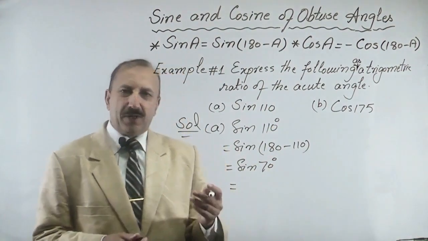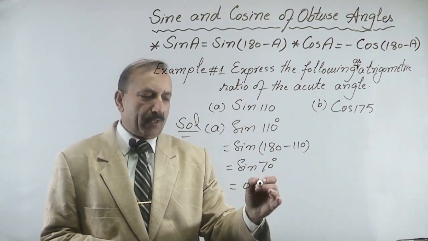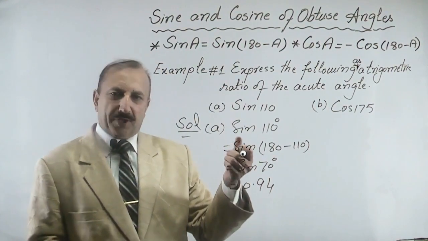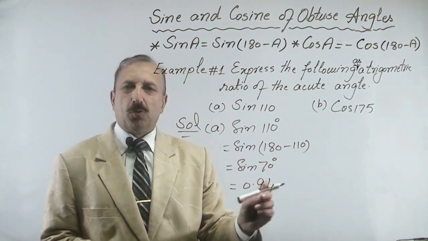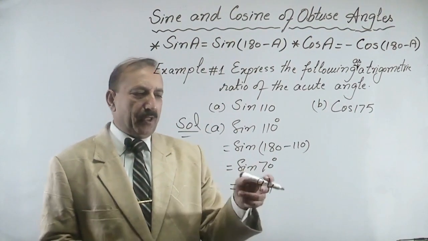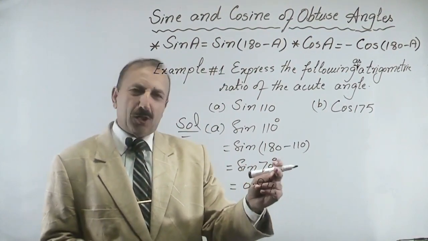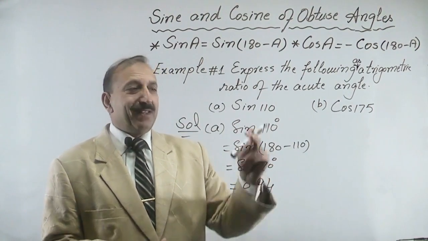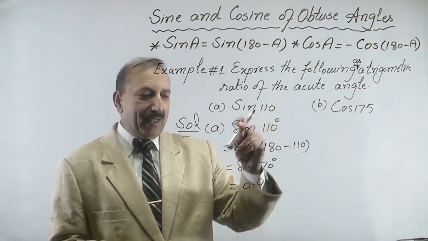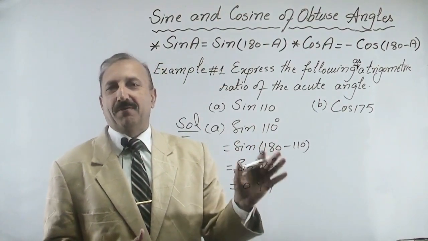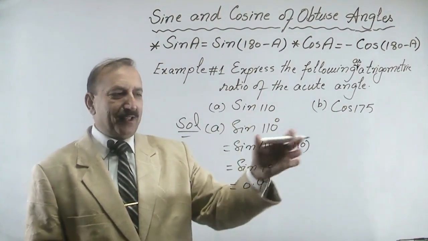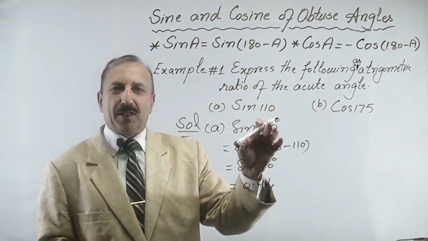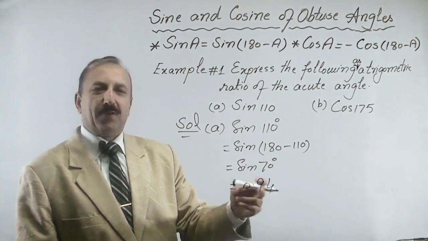And sine of 70 is equal to 0.94, my dear students. Just get it from the calculator, you will get 0.94. And here you can see we got the value of sine 70, that is 0.94. So remember, my dear, sine of 110 and sine of 70 degrees have the same value. This is the formula that helps us to convert an obtuse angle into an acute angle first and then find its value.